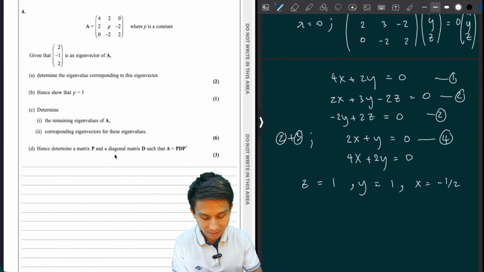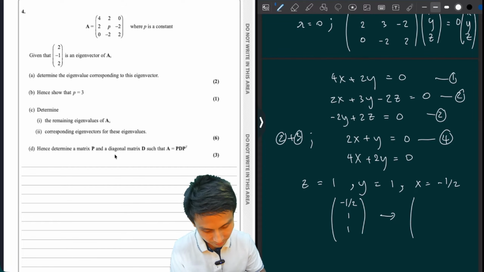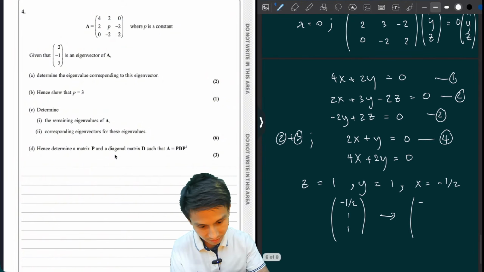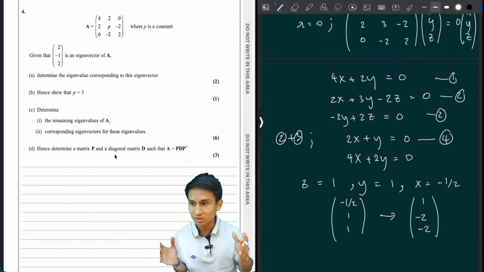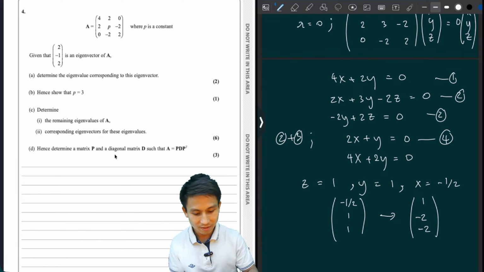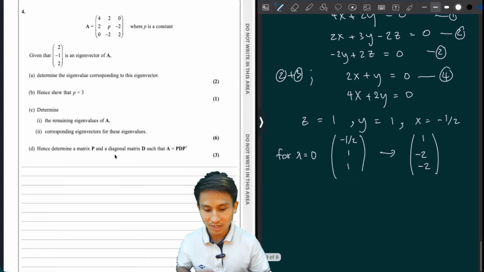That could be our eigenvector there. But if we want to simplify it, we multiply everything by minus 2. If I multiply everything by minus 2, I get 1 here, minus 2, minus 2. We prefer them to be all integers. So that's one eigenvector for lambda equals 0, and we've got to do another one.